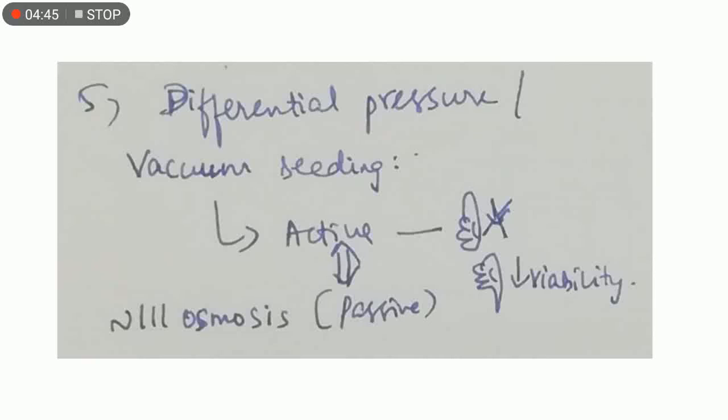Differential pressure is the fifth technique, otherwise called vacuum seeding. Vacuum is somewhat similar to osmosis, except that an active pressure, that is, an active vacuum, is given. It's not entirely advantageous. I mean, it's advantageous in one way, that it is rapid, but the viability of the tissue might be reduced by this technique because it's like strangulating a cell.